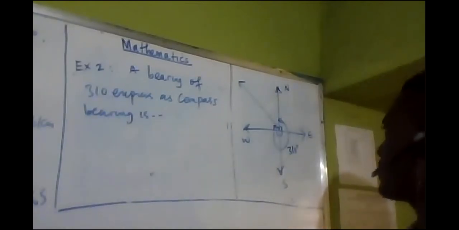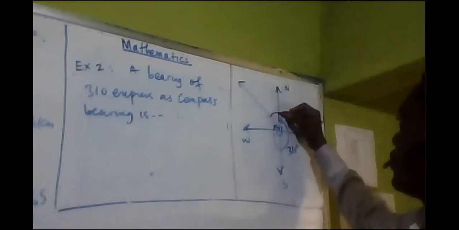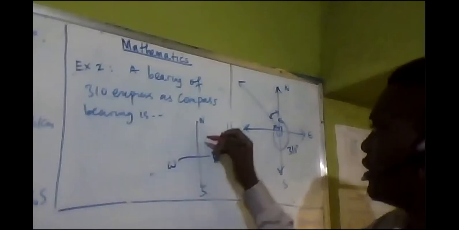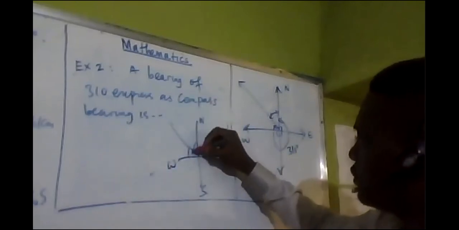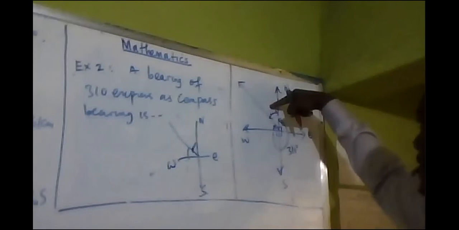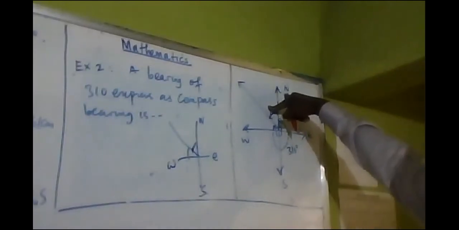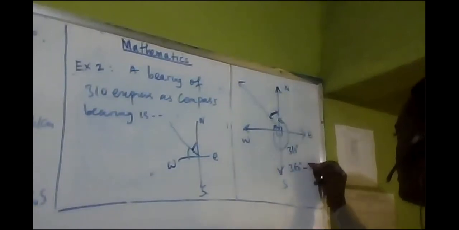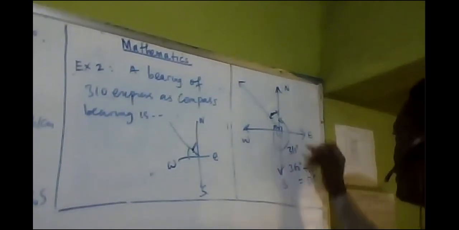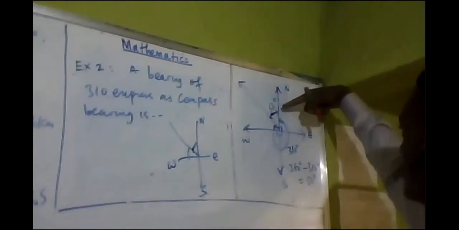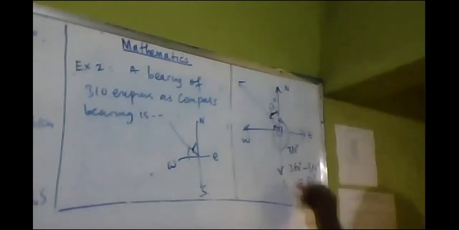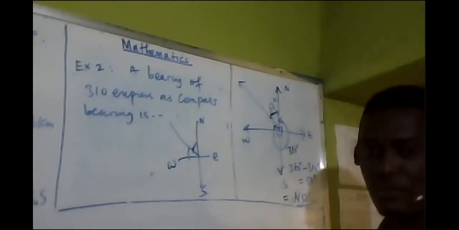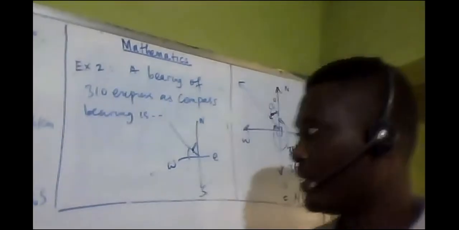But we want the compass bearing. Like I told you before, north, south, east, west. Your northwest should be somewhere here. We don't need this part, we need this part. For us to get this part, 360 will complete it. So 360 degrees minus 310 degrees gives us 50 degrees. This is 50 degrees, within the northwest direction. So our answer is north 50 degrees west. That is how to express it as a compass bearing.